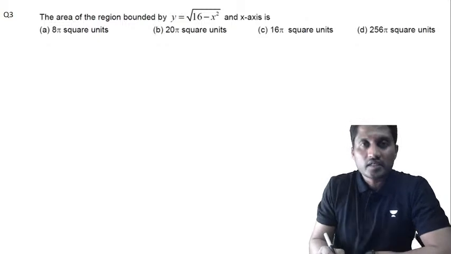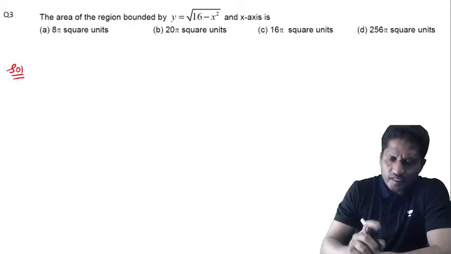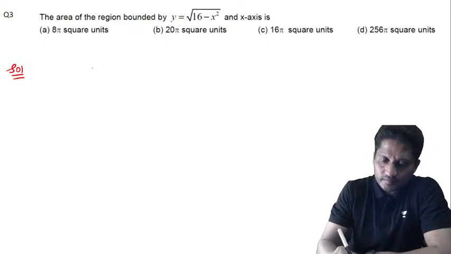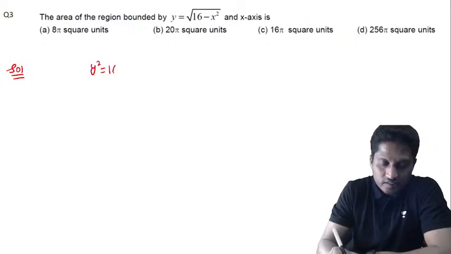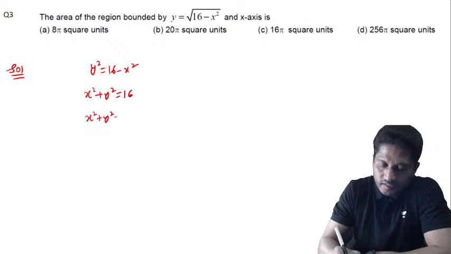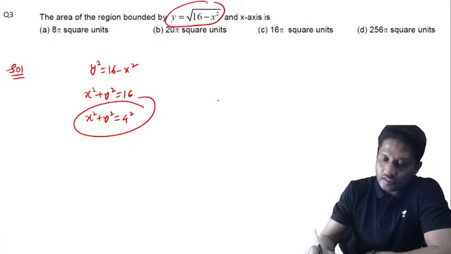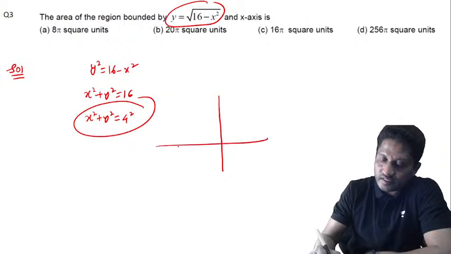Even this was asked in 2022 paper, 21 paper. If I square this, y square is equal to 16 minus x square, right? So this is x square plus y square is equal to 16. 16 can be written as 4 square. Right, so area is equal to, actually you have y equal to root of 16 minus x square. You don't get a circle, you get a semicircle.